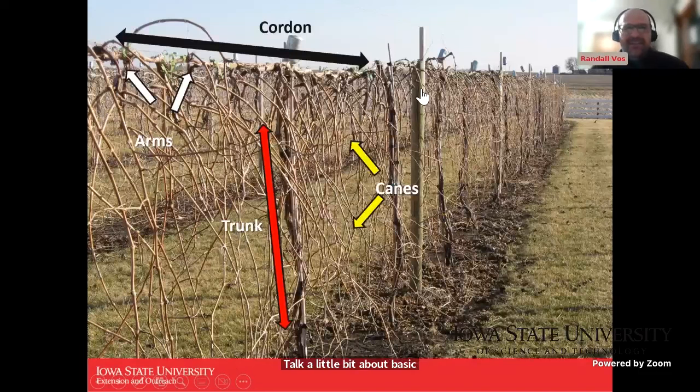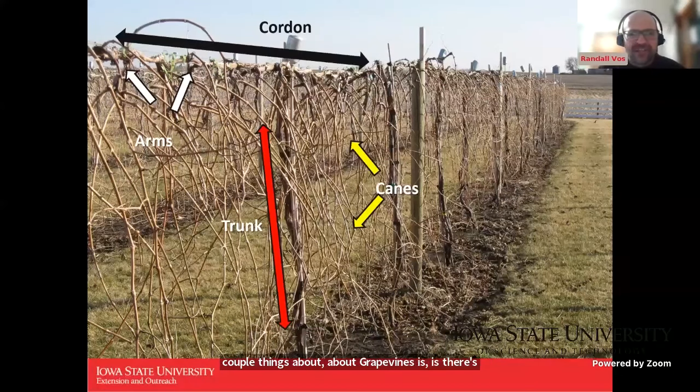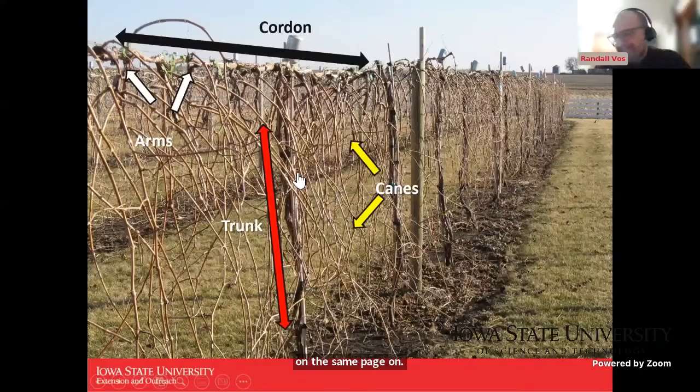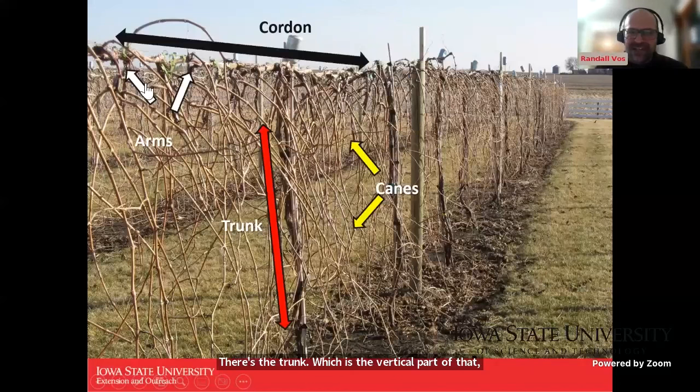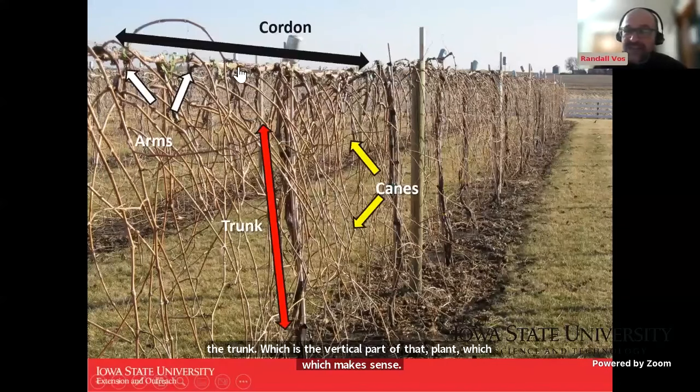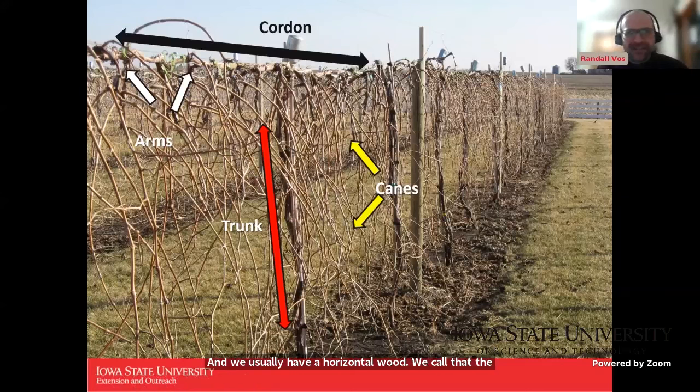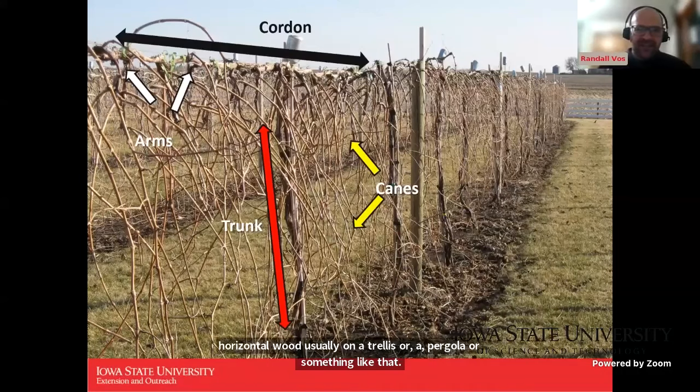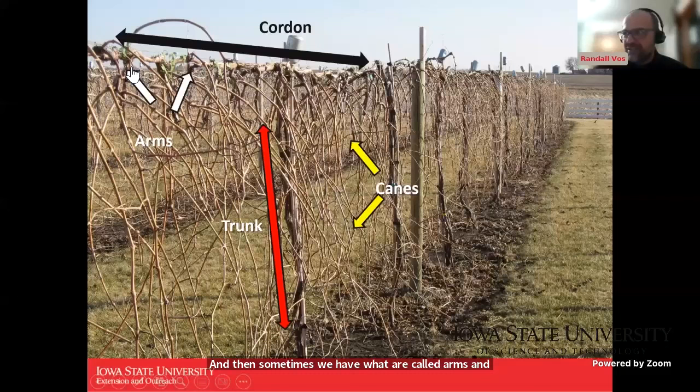So a couple things about grapevines: there are 5 major tissues that we want to make sure we're all on the same page on. There's the trunk, which is the vertical part of the plant, which makes sense. And we usually have horizontal wood. We call that the cordon. Some people pronounce it cordon. That's horizontal wood, usually on a trellis or a pergola or something like that. And then sometimes we have what are called arms, and that's old wood. When we say old wood on a grapevine, we're talking more than a year old. And so arms extend off the cordon.